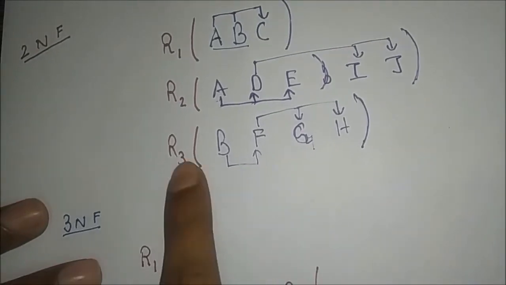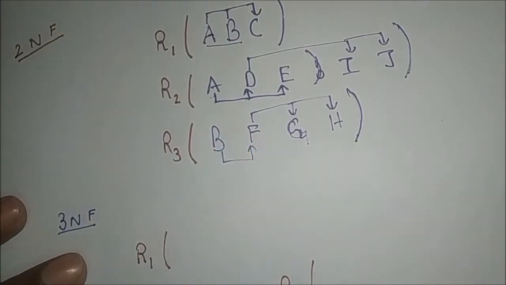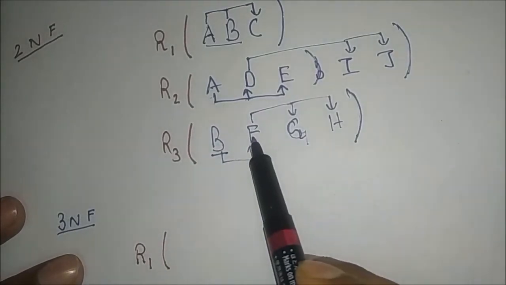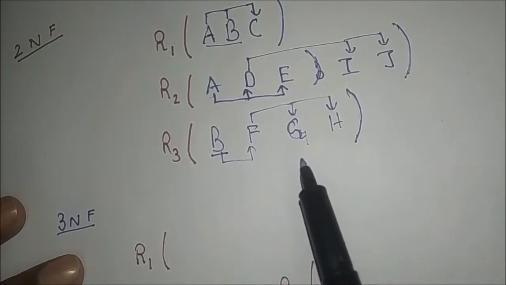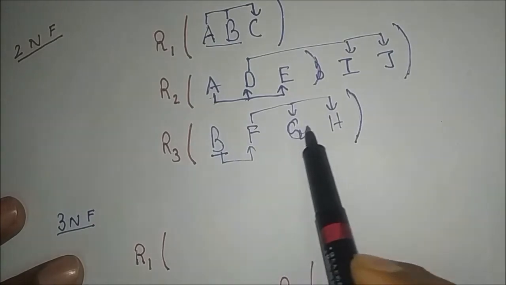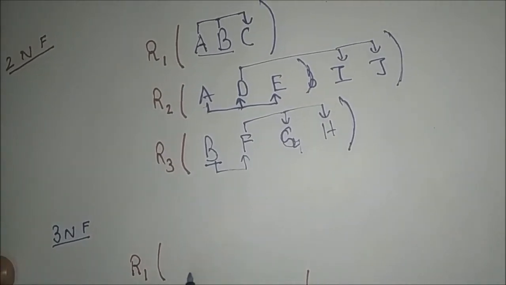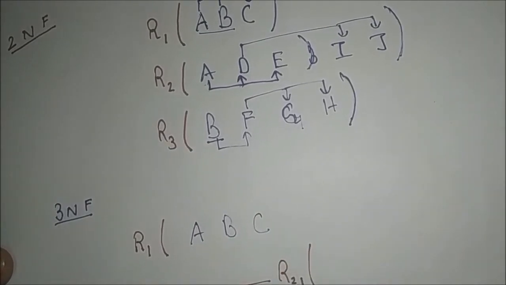Similar case in R3 also. See, F is a non-prime attribute because in relation R3, B is the candidate key. So F is a non-prime attribute and G and H are also non-prime attributes. So when a non-prime attribute depends on another non-prime attribute, this is a clear-cut case of transitive dependency, which 3NF does not allow. Now I'll remove it. So R1 will remain the same. We'll write here A, B, C.